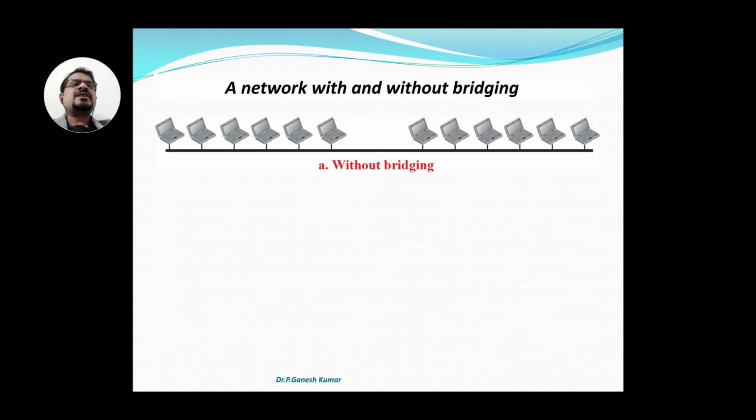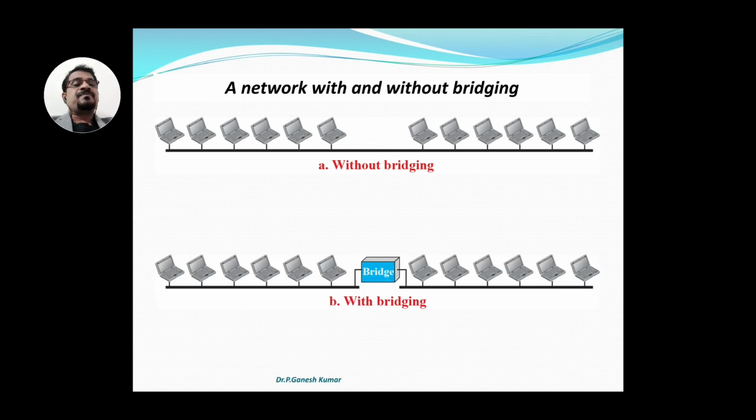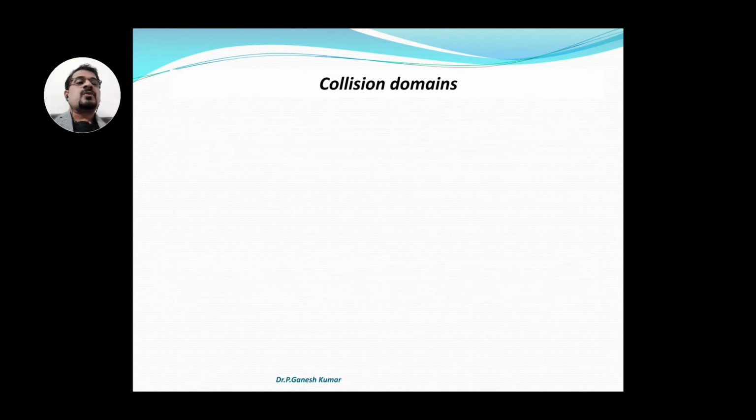The next one is a network with and without bridging. For example, if I keep increasing the number of devices in my transmission medium, then as the number of systems increases, collisions will automatically happen. For that reason, they want to split the collision domain into multiple divisions. In that case, we use bridges. The bridges link multiple LAN networks into a single network. The first diagram shows without bridging, and the second diagram shows with bridging.